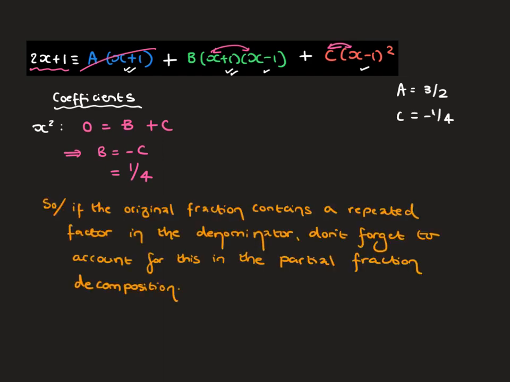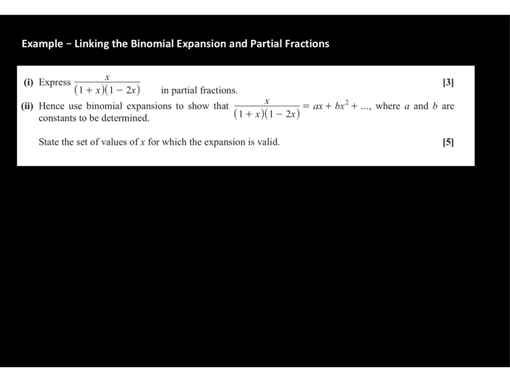So a last note on this: if the original fraction contains a repeated factor in the denominator, don't forget to account for this in the partial fraction decomposition. So let's have a look at a few exam-style questions which require us to perhaps think a little bit more about each example. We're going to start off by looking at how we link the binomial expansion to the concept of partial fractions. So part 1, nice and simple now, we need to express x over (1 plus x)(1 minus 2x) in partial fractions.